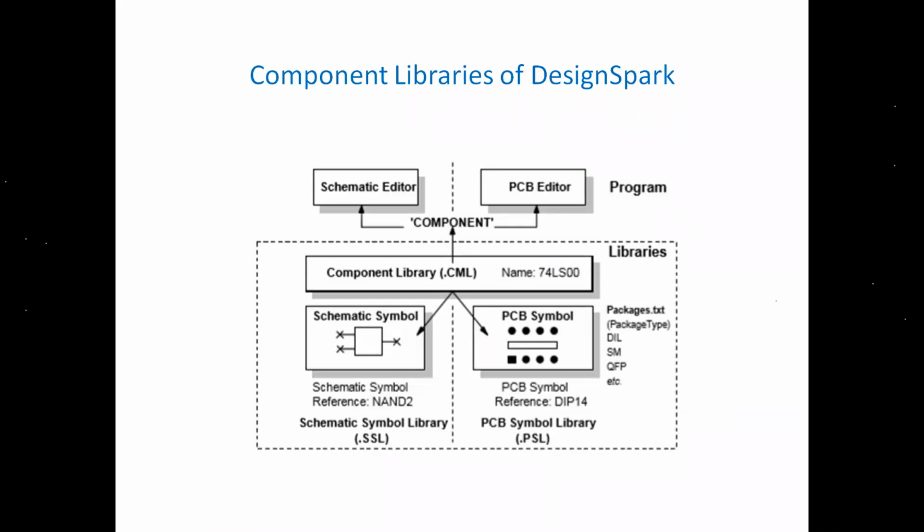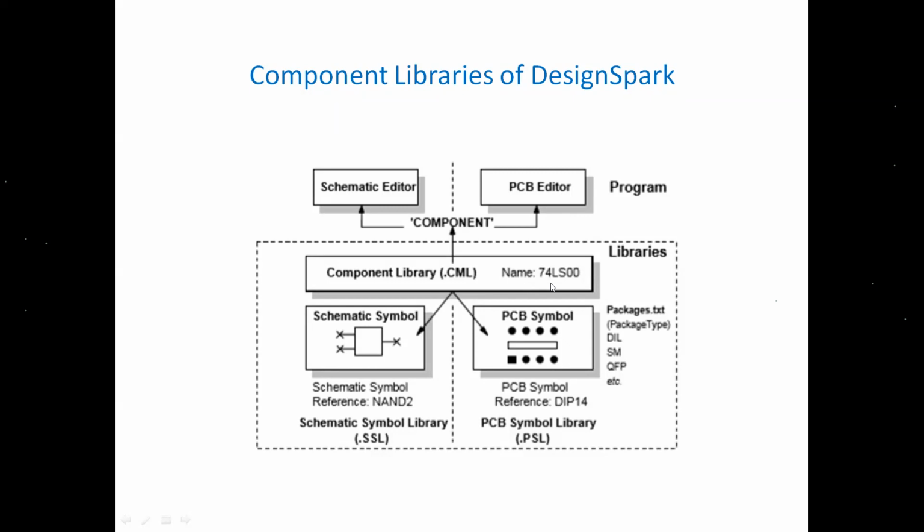As we discussed, there will be two editors in the EDA tool: a schematic editor and a PCB editor, where these editors will access the components from the library. It is called the component library. This component library will have two parts, the schematic symbol and the PCB symbol, and the 3D model of the PCB symbol is also included. The component library will be accessed by both the schematic editor and the PCB editor.